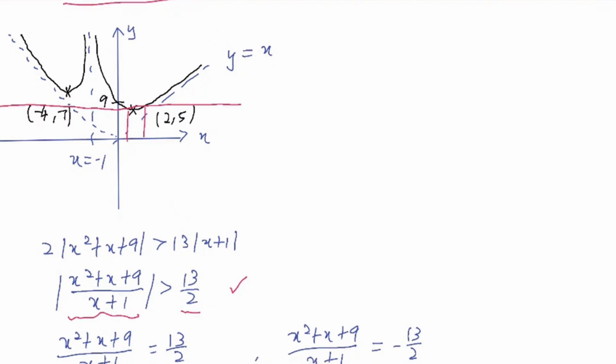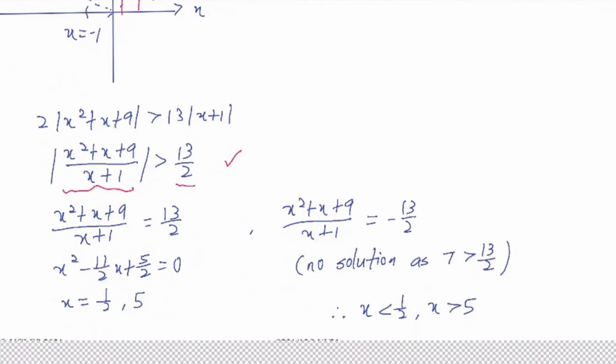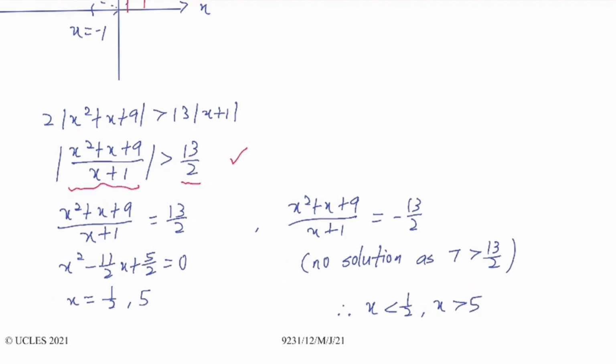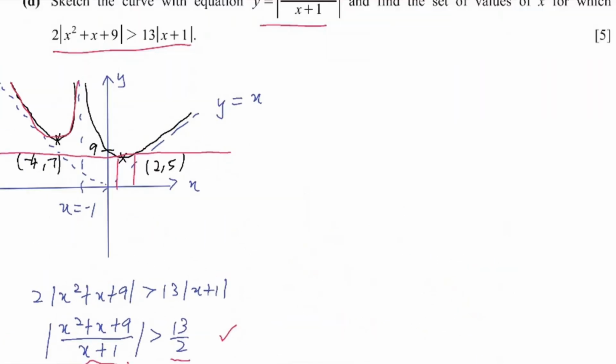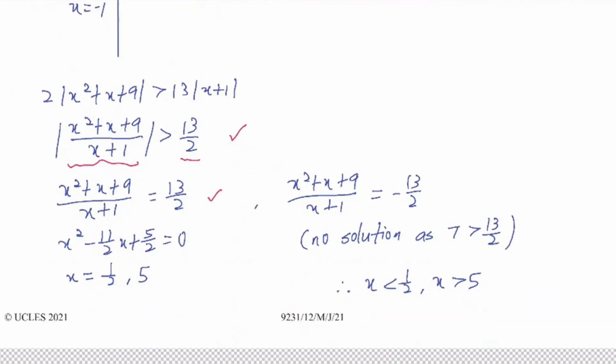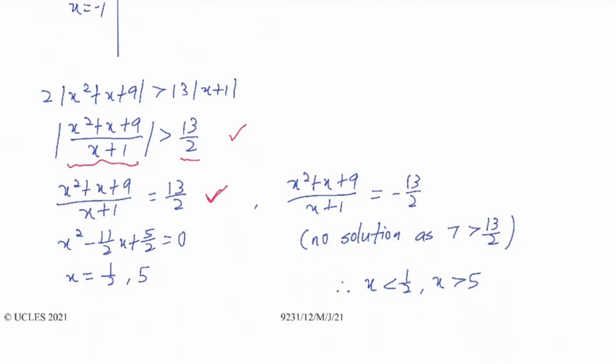And also, we just have to look at this part of the curve, because this part of the curve will not touch 13 over 2, since the minimum point here is a positive 7. So there's nothing that we have to look at for that. There is only this part of the curve, which has the minimum point of 5 for y, that will have an intersection with y equals 13 over 2. So basically, we just need to look at the positive part of the modulus there. So when we solve that, we have x is a half and 5.